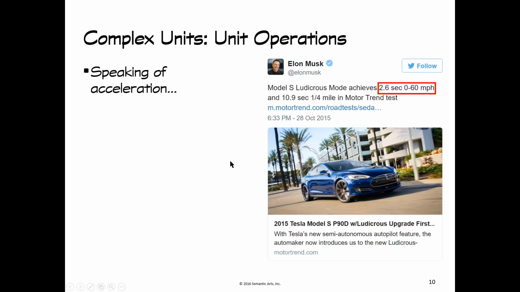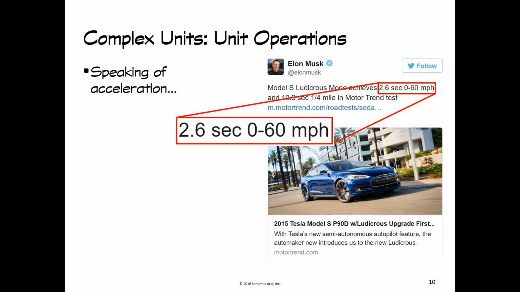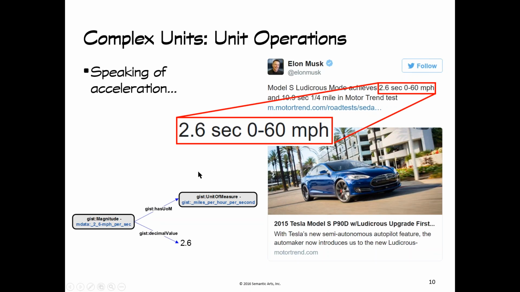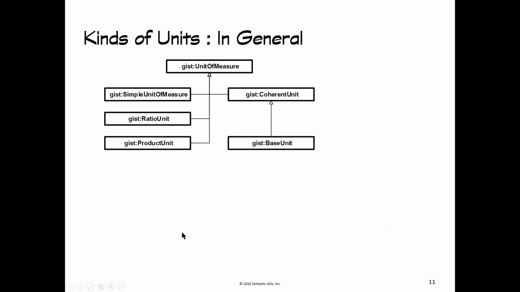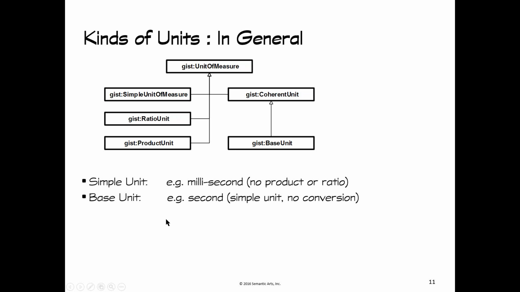Okay. So speaking of acceleration, I don't know if you guys caught this, but recently there was a test done and the Tesla set a new record, 2.6 seconds going from 0 to 60. So that's actually, if we spell that out in GIST, 2.6 miles per hour per second, and that's a unit of measure of miles per hour per second, and it has a decimal value of 2.6. So there's a number of different kinds of units that we'll just go through. It's helpful to be aware of these different types of units in GIST, and then we'll be asking questions along the way to test your understanding.